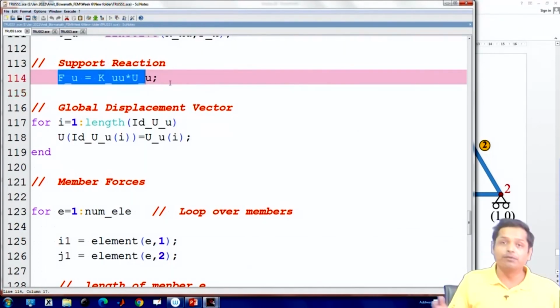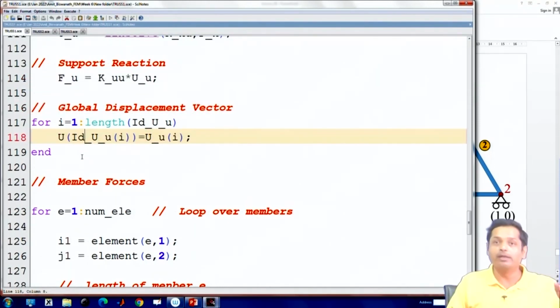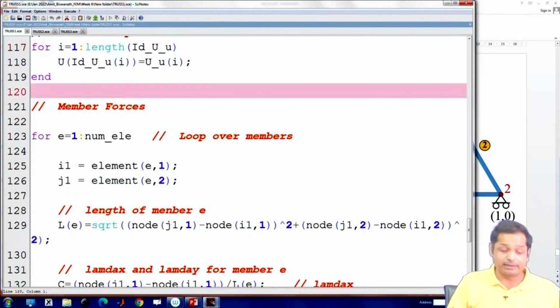Now once we have the unknown force and unknown displacement, again we globalize it. The global displacement vector will be this. We already know that in the global displacement vector all the entries are 0 initially, but all the entries will not remain 0. Now we have determined the unknown displacement, and that information is put in the global displacement vector. So the global displacement vector is given. Now the next part in the solution is determination of the member forces, and how we obtain the member forces. If you recall, member force is obtained.